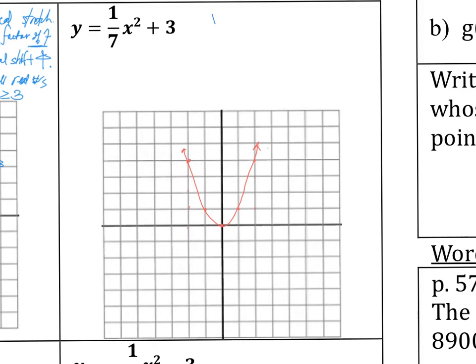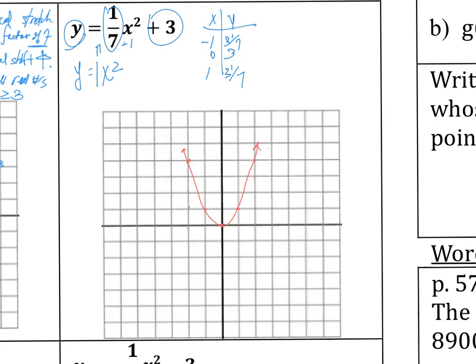And this one, and (0, 3), we got a vertical shift upward. And then now this is different. The parent graph, y equals x squared, has a leading coefficient of 1. Now this is a shrink. So if I let x equal -1, I will get 3 1/7 as my y value, and then my reflecting point. And I can graph this one.